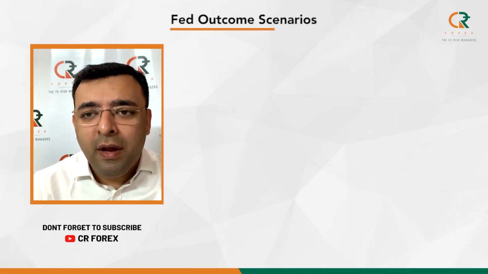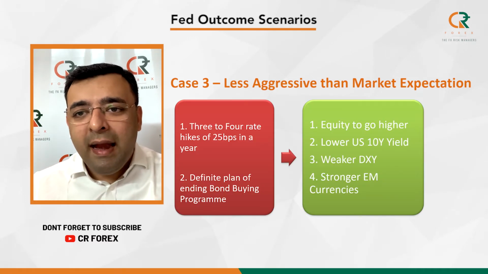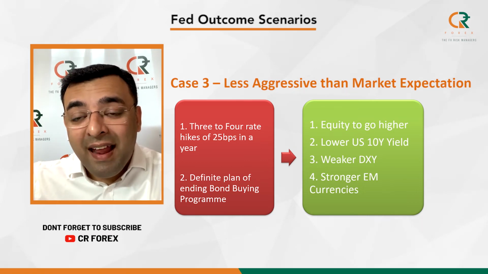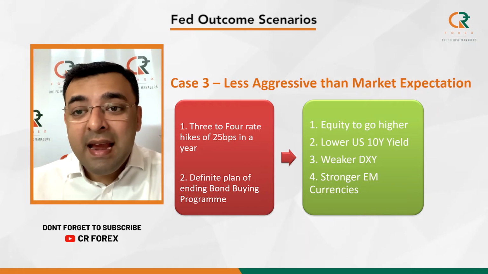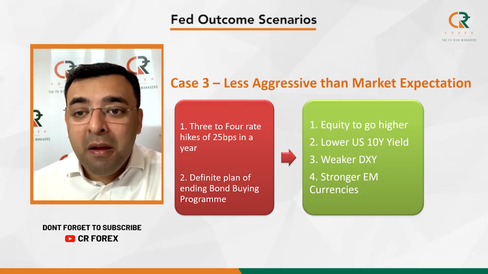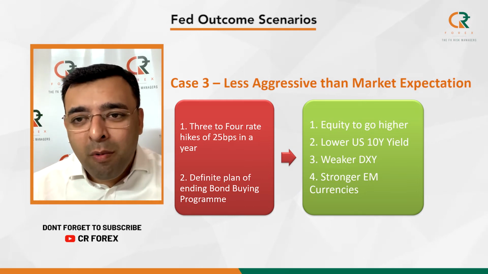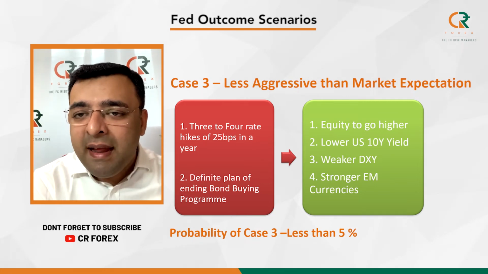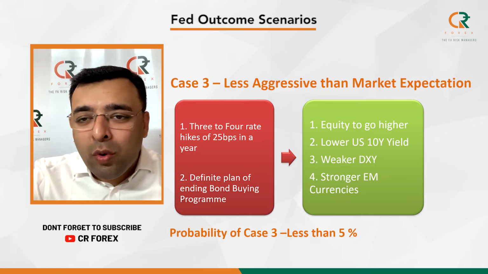The third scenario can be the Fed says that inflation is not a problem and we will do a lesser rate hike than market expectation. In that case, everything will turn exactly opposite. Equity market will start rising, dollar index will start falling, yield will start falling, and EM market currencies can appreciate against dollar. इसका probability जो है is less than 5%, because Fed has already acknowledged in the previous meeting that inflation is a concern for them. So ऐसा U-turn नहीं करेंगे वो.